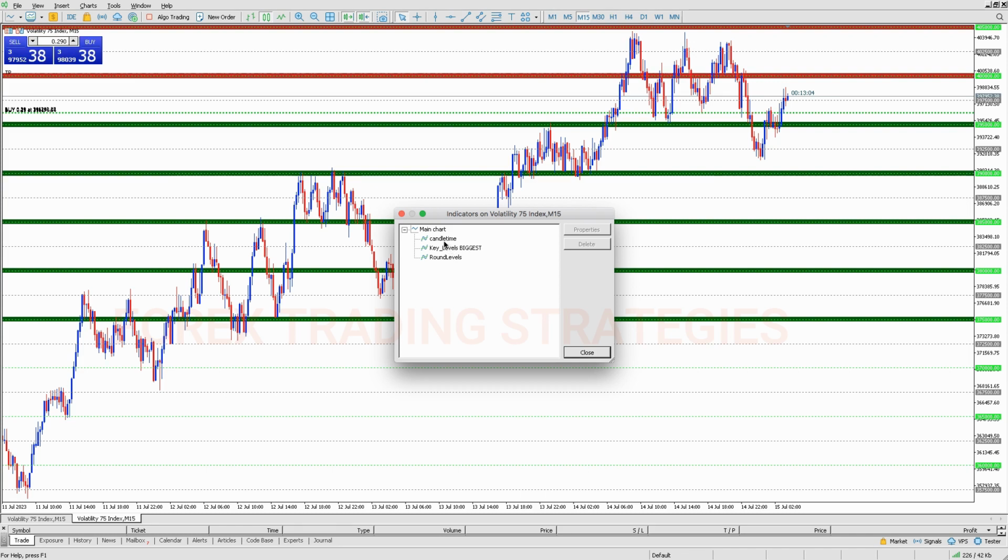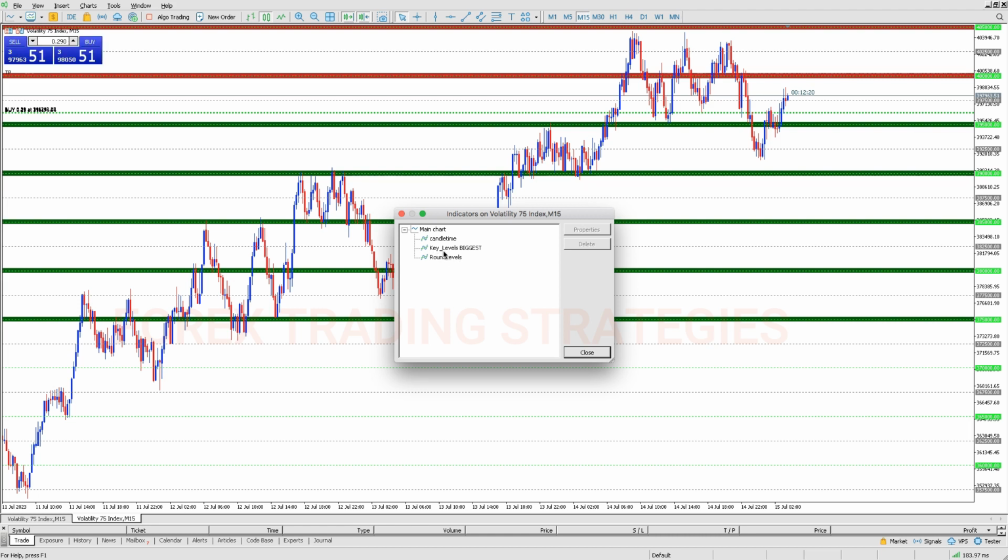The first indicator that we have, you can see there, is called candle time. Candle time just gives you a countdown of the time that's left on a candle. Sometimes you don't want to enter a candle when it's about to close, and then the next candle moves against you. So this is what it does for me. It tells me how much time is left on that candle, so that I decide whether I still need to enter that trade, or maybe I should wait for the next candle to see what's going to happen. So that's basically what it does.